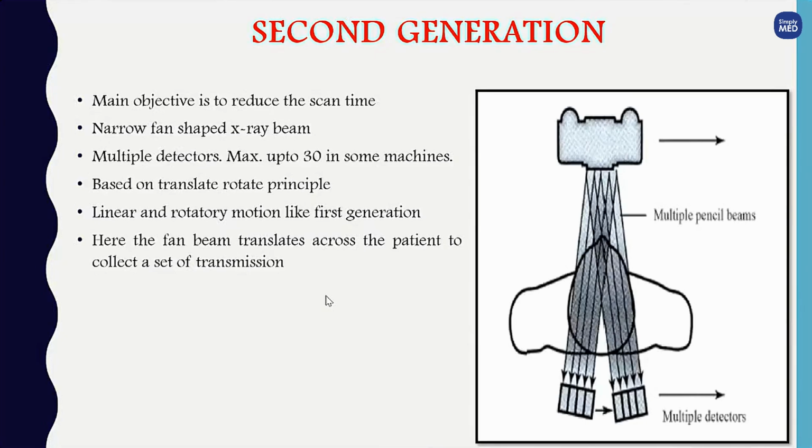Then we have the second generation. In the second generation, we did this mainly to reduce the scan time. And here what we used is, instead of a pencil beam, we used a narrow fan shaped beam. So for that we had multiple detectors. In the first generation, we had a single detector. Here we have multiple detectors. A maximum of 30 detectors we have used in some machines, and this is also based on the translate rotate motion only, linear motion, then rotating like the first generation. The only difference is that we had a fan beam. Since we used multiple pencil beams, we get a fan beam, and we had multiple detectors.